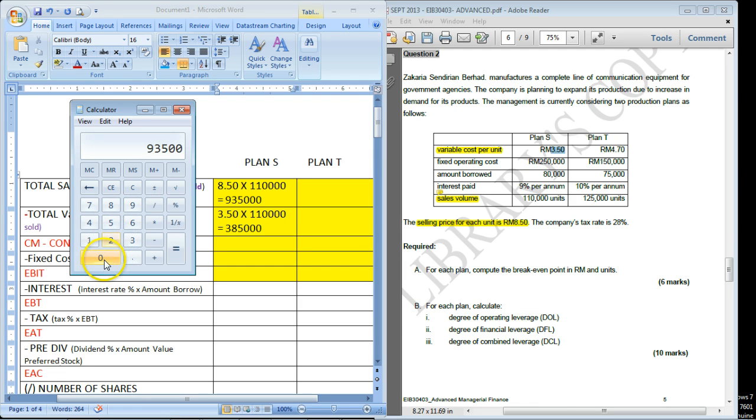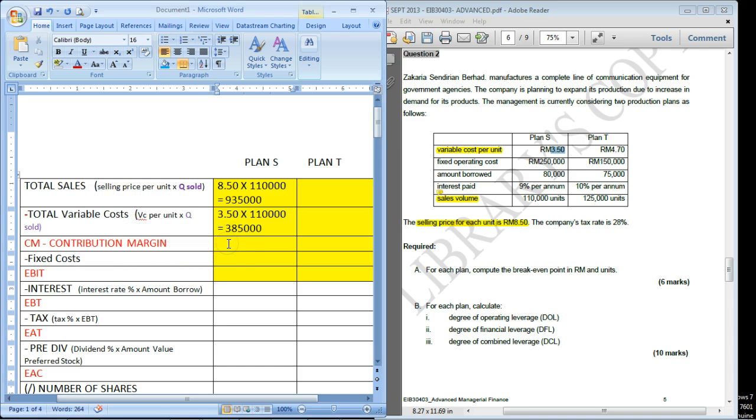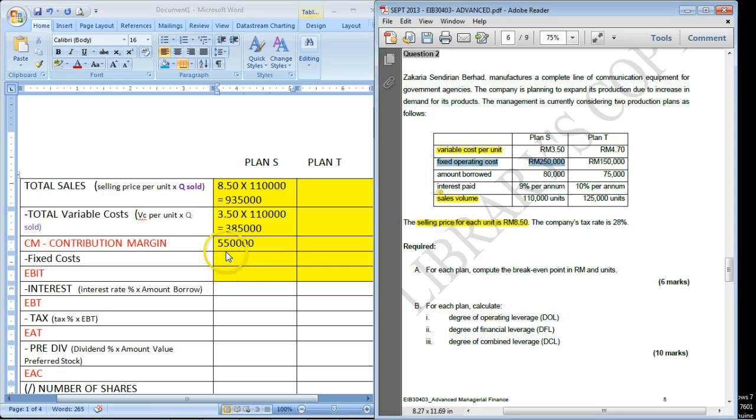935,000 minus 385,000, you will get 550,000. And then minus your fixed cost. What is your fixed cost? You see, fixed cost 250,000.